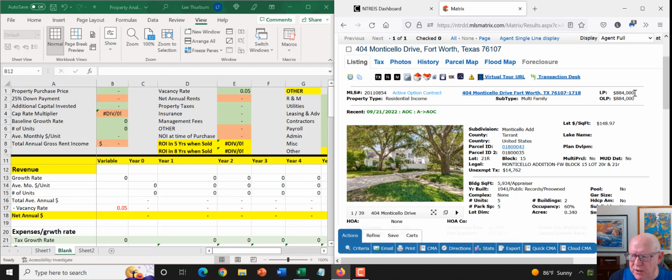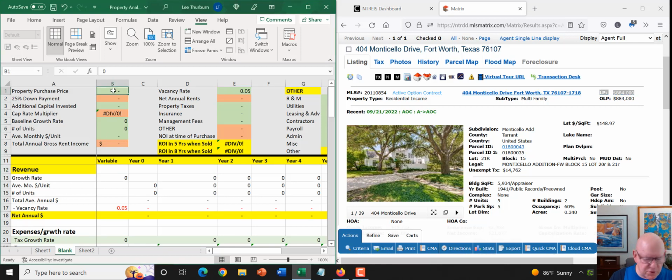The property has a list price of $884,000. When I insert that, that'll actually calculate a couple of things. Now let's presume that we're going to put in an additional, because this property doesn't look like it needs a whole lot of upgrades or anything like that, $100,000 in additional capital so that we have some working capital for this.